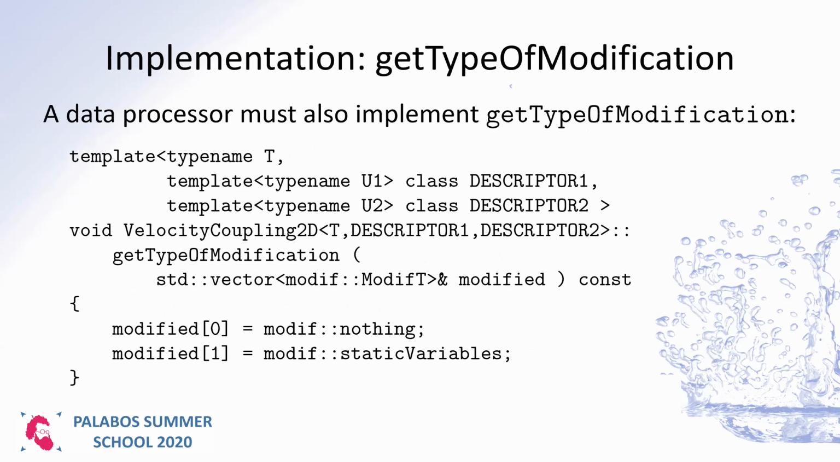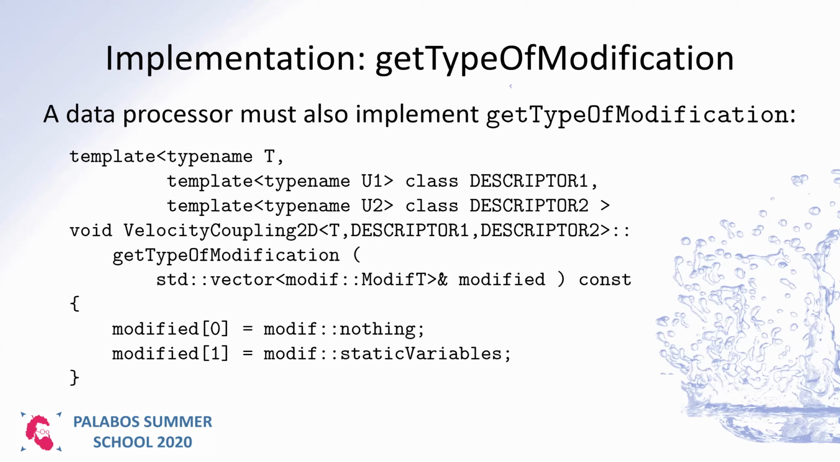Then there is that method which is called getTypeOfModification, where you tell Palabos what kind of data was affected by your data processor. And this information is going to be used by Palabos to decide what kind of MPI communication to instantiate. Because you remember that there is this concept of envelopes. So every multi-block is split into atomic blocks, and the atomic blocks have envelopes, and they are updated through MPI communication by Palabos. Now, if your data processor does nothing, Palabos does not need to instantiate any communication.